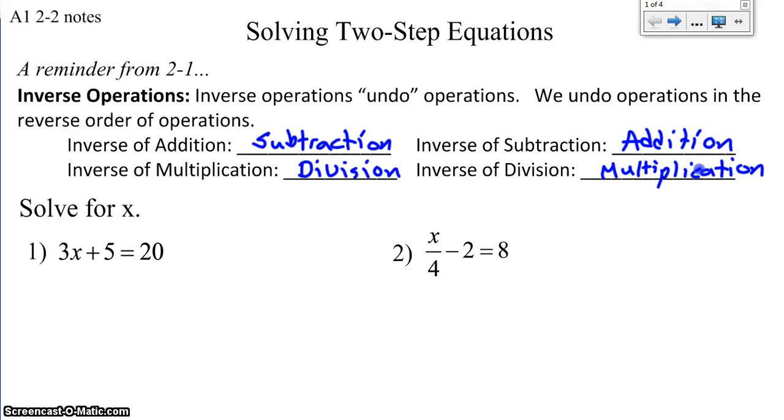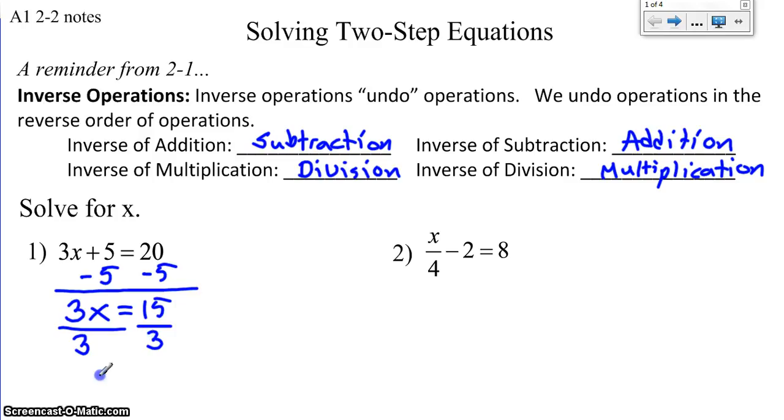When we solve two-step problems, we always have to go in the reverse order of operations. So order of operations is multiplication, then addition, but you have to reverse that. You have to do the addition first. To undo addition, we subtract. 3x equal to 15. Then we can undo our multiplication by dividing. And we'll come up with the solution of x equals 5.